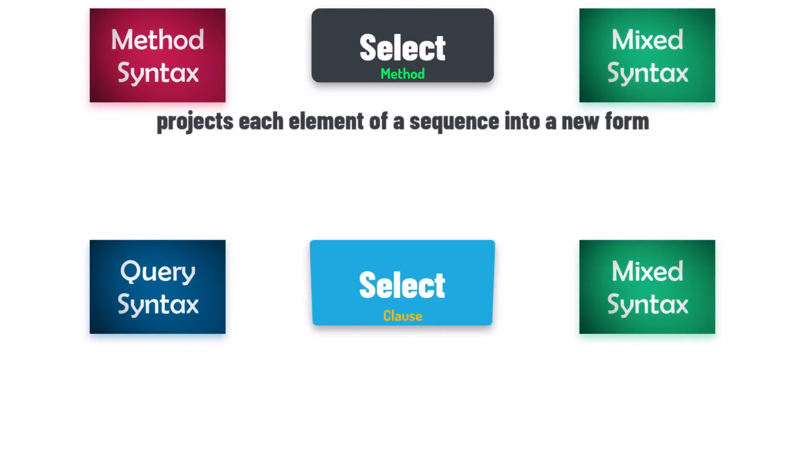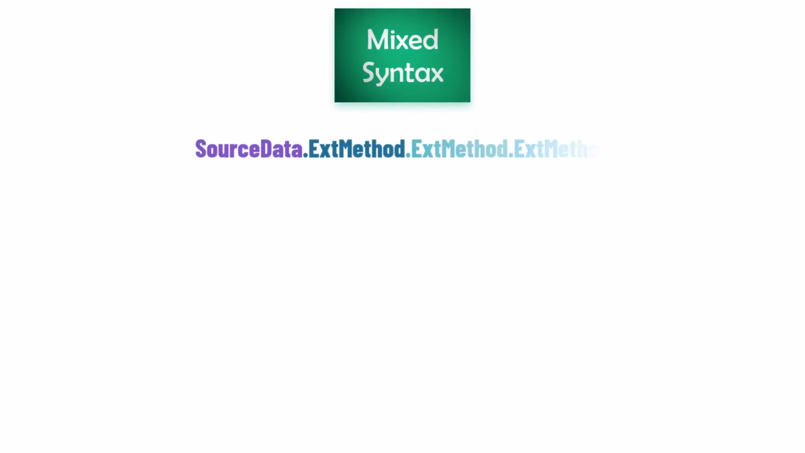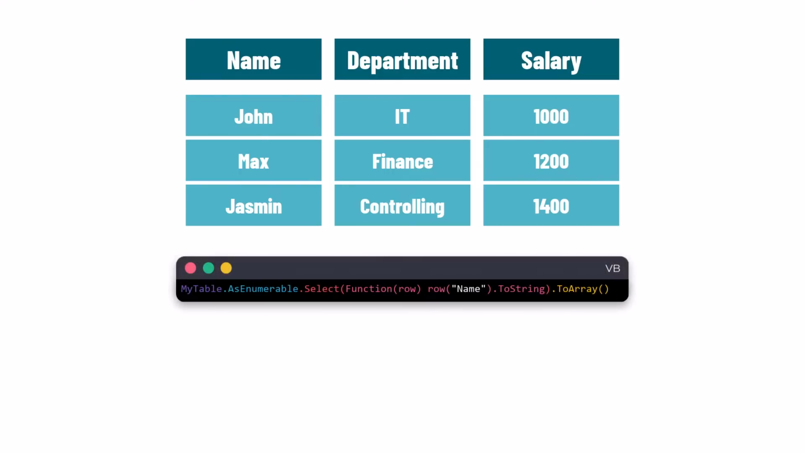Let's do a small recap of method syntax. In method syntax, we chain together extension methods to form a query. The select method is one such extension method, and it serves a specific purpose, to project each element of a sequence into a new form. Let's see it in action. Suppose we have a list of employees. Using the select method, we can easily extract a list of names. Here's how simple it is in code.